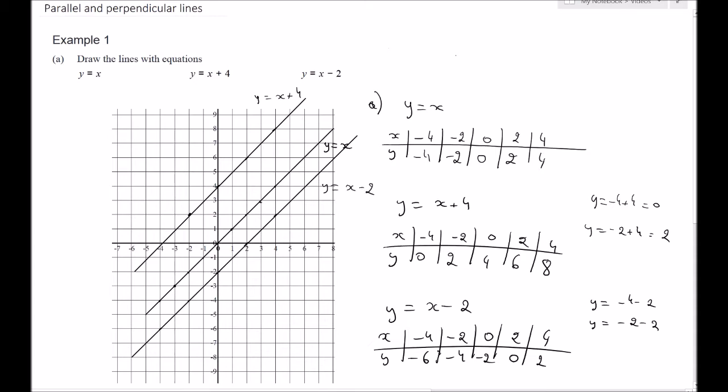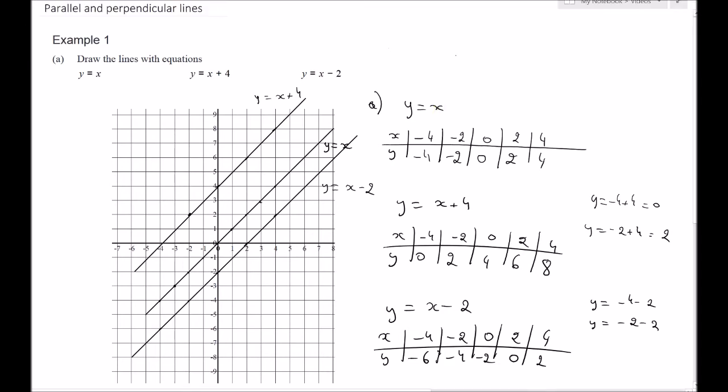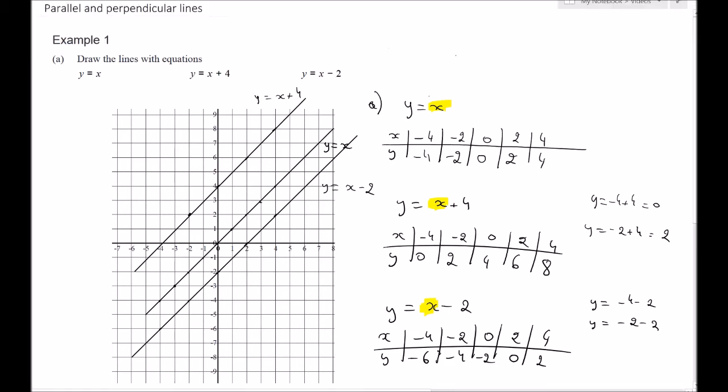All right. Now you have 3 lines on my graph. As you can see, all 3 of these lines are obviously parallel. But when we have a look at the equations, there's also something that pops up. We always have y is equal to x, y is equal to x plus 4, y is equal to x minus 2. So those x's are the same. That means the coefficient in front of x is the same. We always have 1 in this case. So what we see is that the gradient, or m, is equal to 1 in all 3 of these equations.